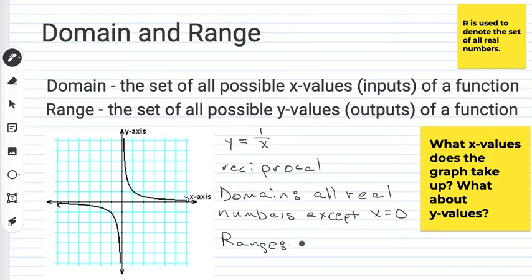What about the range? That's going to be the same thing. Because think about it. What y values does the function take up? It goes all the way to the top. It goes all the way to the bottom. But we have this horizontal asymptote on the x-axis. So 0 is not included in the range. So this is going to be all real numbers except y equals 0. So that is the domain and range of y equals 1 over x.